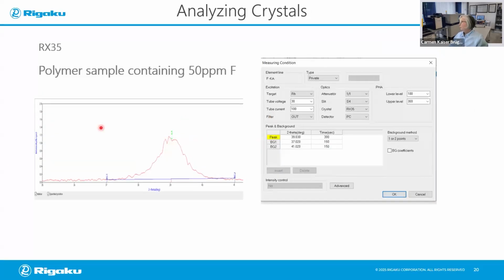Here we have an example of a polymer sample using the RX35 crystal, and this polymer sample contained 50 ppm of fluorine, so a very light matrix, but we can get a very decent signal with this kind of crystal. So really nice for method development, where we can define a proper peak angle and a proper background. And then we can decide further with our software if we would like to, for example, do a step scan instead of a continuous scan. But this is just an example.